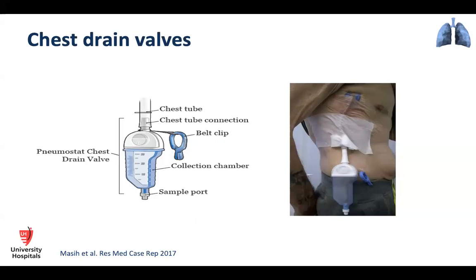And this is a pictorial depiction of how a pneumostat looks. What does it have? It has a chest tube connection. It has a belt clip, a chamber collection for pleural fluid, and then a sample port. And the pneumostat is a one-way valve, so air can only go from patient to outside and not the other way around.